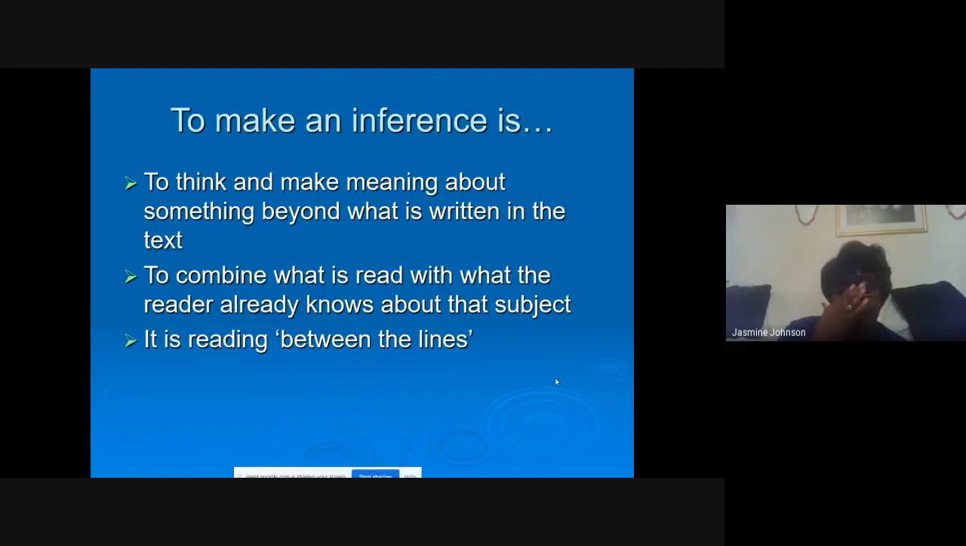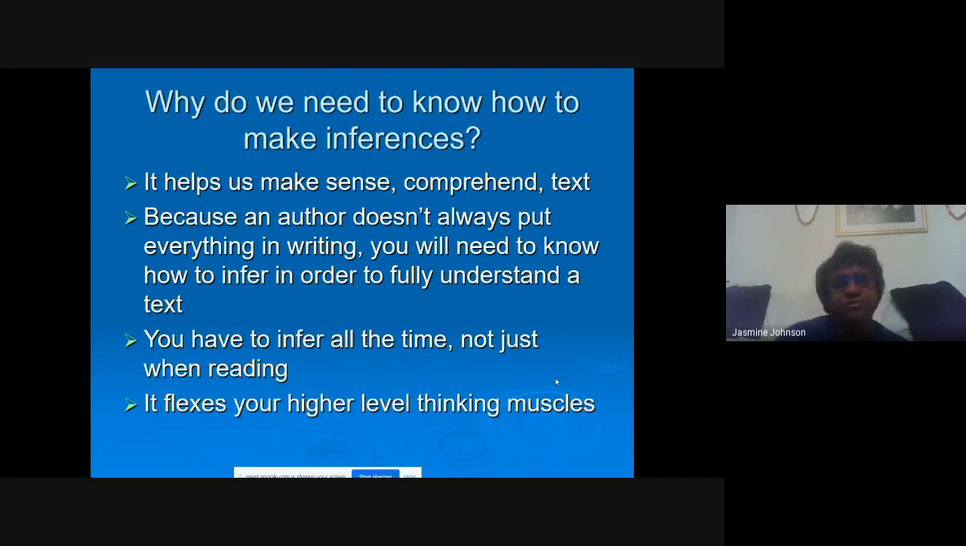Well, to make an inference is to think and make meaning about something beyond what is written in the text. So you take the story and you add to it, combining what is read with what the reader already knows about the subject. You're reading between the lines. This is another way of drawing conclusions.